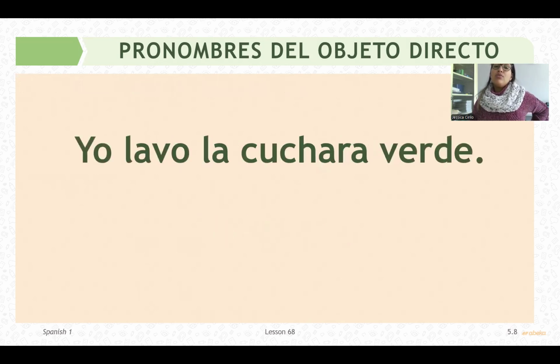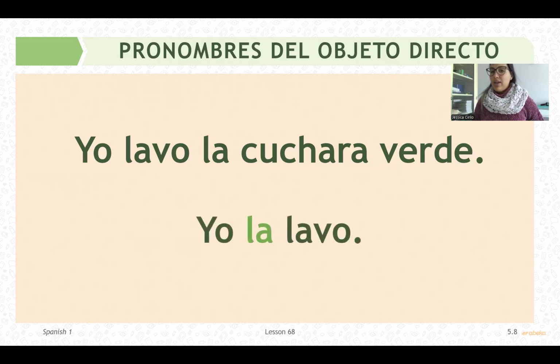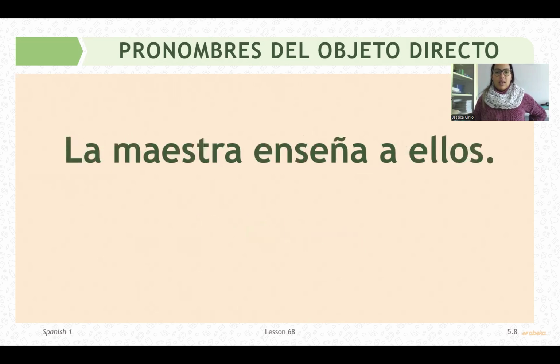Yo lavo la cuchara verde. What do you wash, right? So la cuchara verde will be the direct object. Cuchara is feminine and is singular. So you're gonna use la. Yo la lavo, and it replaces both cuchara and verde because verde modifies the direct object. Yo la lavo. La maestra enseña a ellos.